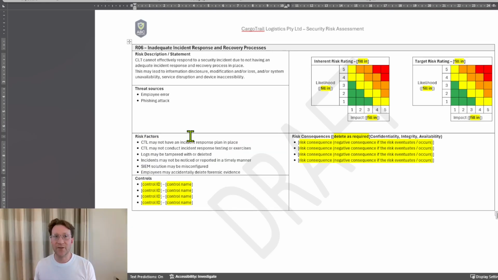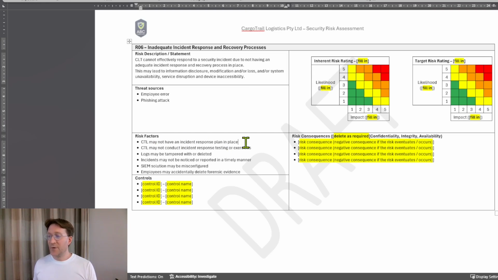In terms of risk factors, CTL may not have an incident response plan in place. A lot of companies are like that, unfortunately. They don't have anything in place at all. They may have something, but it's unofficial. We don't know if they do any testing. It's one thing to have a plan, but when things go wrong, people may panic and they don't even remember there's a plan. They might not know where it is, and they just end up improvising. And then there's no point in having a plan in the first place. It's quite important that people have practice using these things. They understand their responsibility and what they need to do.